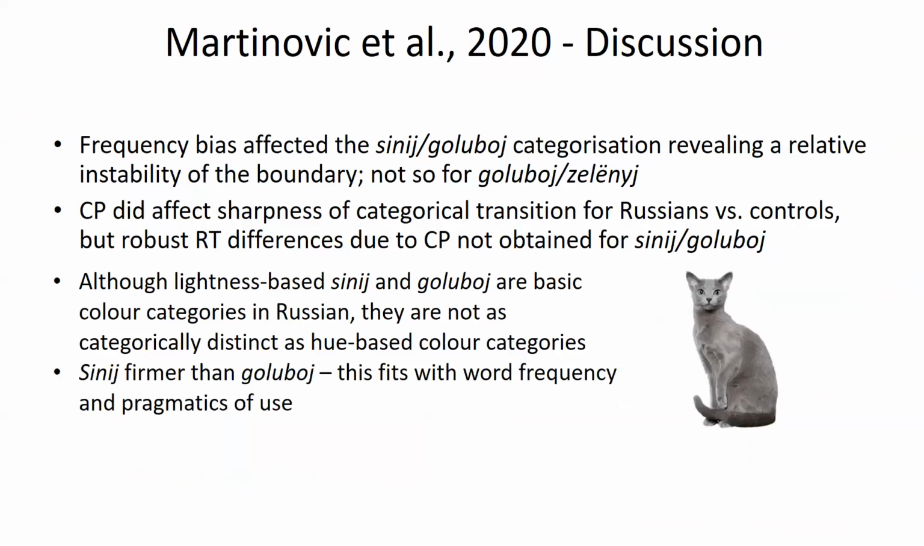And actually, the fact that sinij in particular is a more robust category fits with the word frequency. It's a more frequent word, and it also fits with pragmatics of use because, for example, as we know, Russian blue cat, which is actually gray, and goluboj is also used to describe the color of pigeon feathers and the color of gray eyes very often. So this word is also used in an achromatic sense.